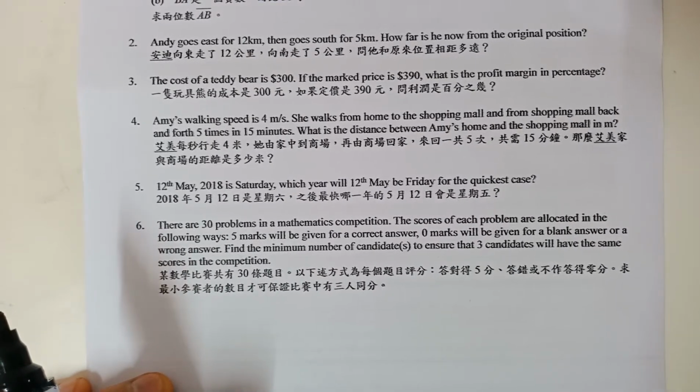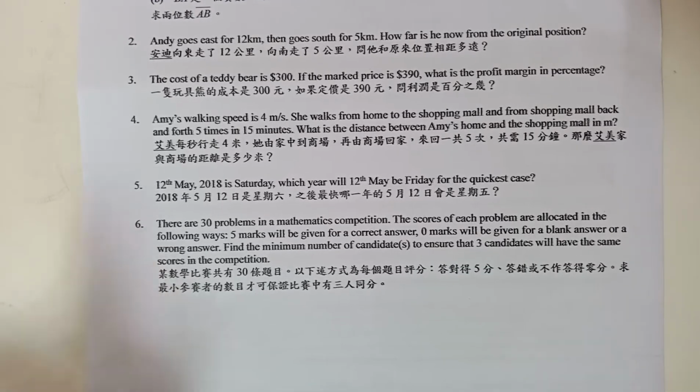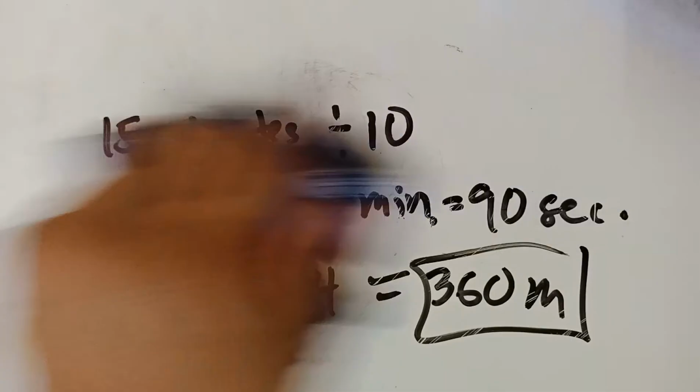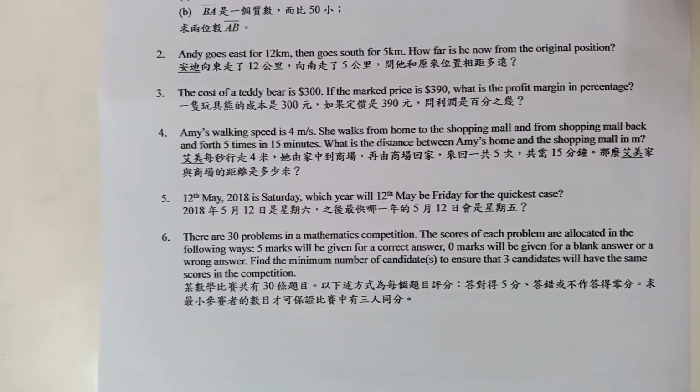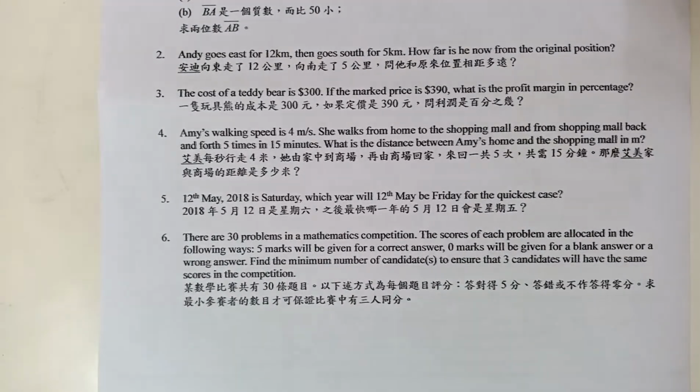12th May 2018 is Saturday. Which year will 12th May be Friday for the quickest case? Okay. First, you need to understand that for the same date, if the year is normal, like it's not a leap year, the same date next year will be 1 day ahead. Okay, 1 day forward.